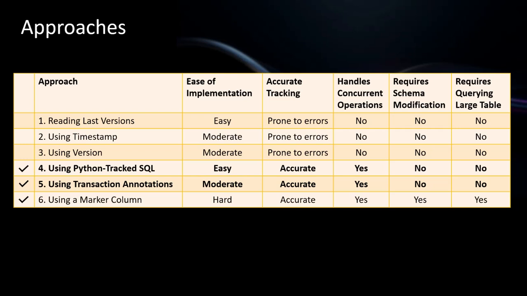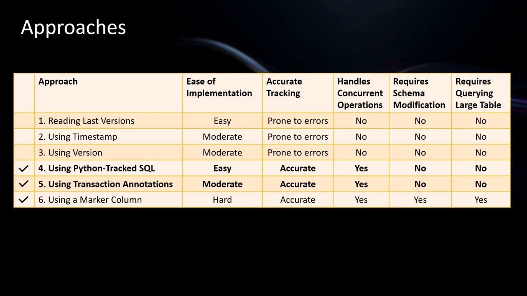Third one is also something similar to timestamp. Instead of date time, you get the last version available or recorded in the delta log, and then once the merge operation is completed, you try to get the version higher than that.